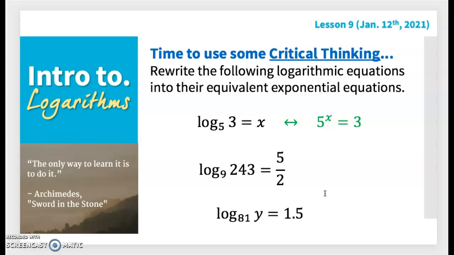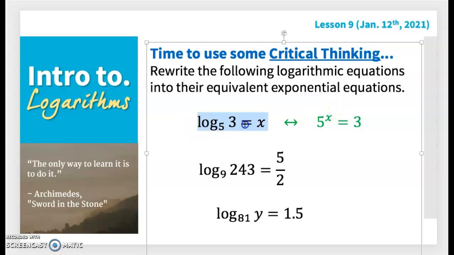So the first one, as you can see here, we're just flipping it. We take the base right here. That's our base, the first number you write. Our logarithm is the exponent up here. So this equation is saying that if we take 5 to the power of x, we should get 3. And there you go. It's helpful to read it out loud to make sure you don't make any mistakes like that.